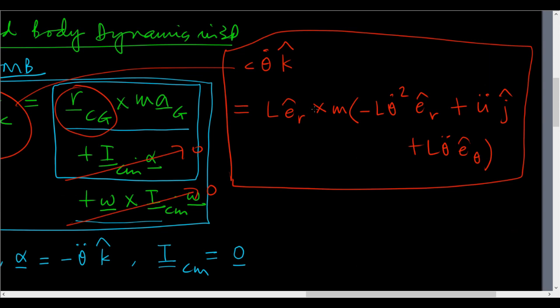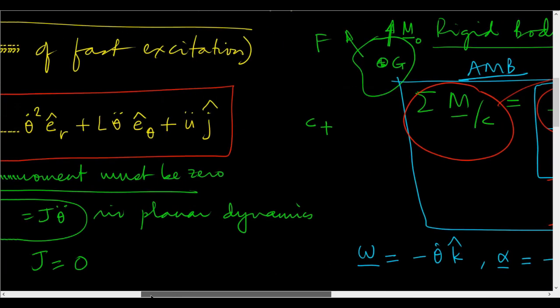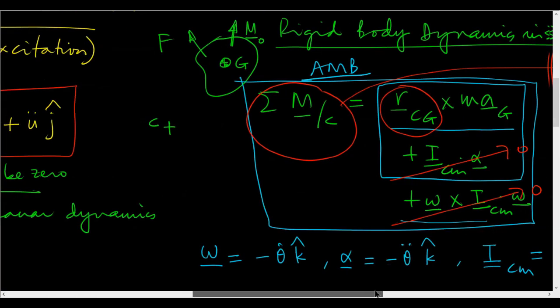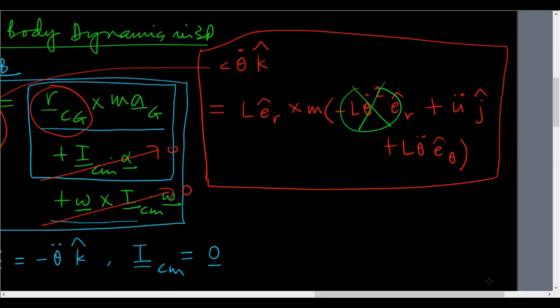e_r, so this one goes off in the cross product. e_r cross j we have to figure out. If we look here, e_r cross j is sine theta in the k direction. So we have c theta dot k is equal to L u double dot sine theta k.